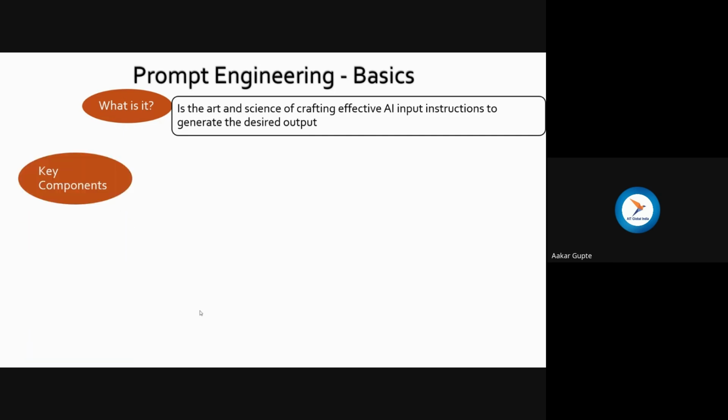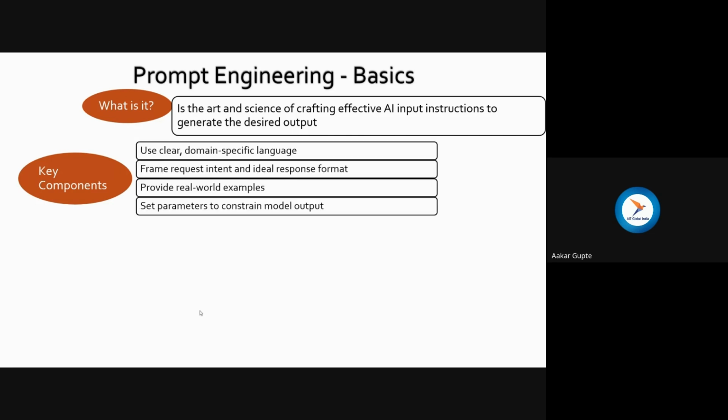What are the key components of a prompt? You need to be clear and you need to have domain specific language. When I say domain, it is what you are going to expect, I mean, what kind of expectation you have from the output. Then frame the request intent and ideal response, so it is like a range in which you want to have the output.